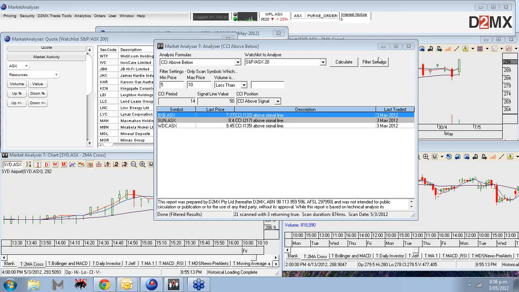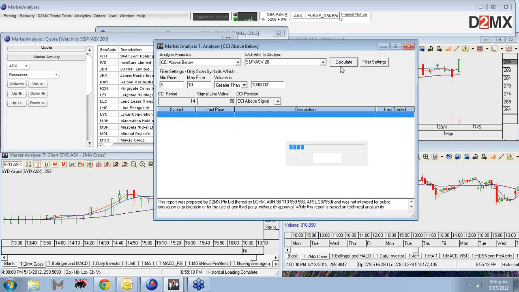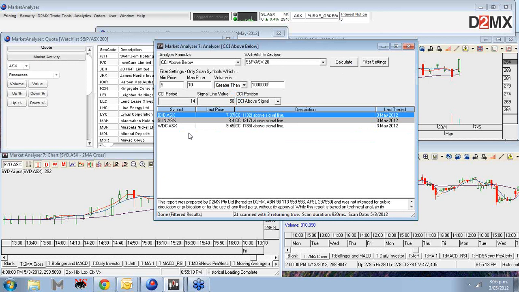So we can set up our filters in here and set up volume greater than or less than a particular level as well. We want volume greater than 1 million shares, enough zeros, and we can calculate that, and we still get the same 3 shares coming through. But the cool thing about the Market Analyser 7 is that these scans are real time. So if I run the scan at 10 o'clock, it very likely could be different from one that's run at 12 o'clock or 2 o'clock during the trading day. And so I can get my signals before the market closes and then place trades accordingly.